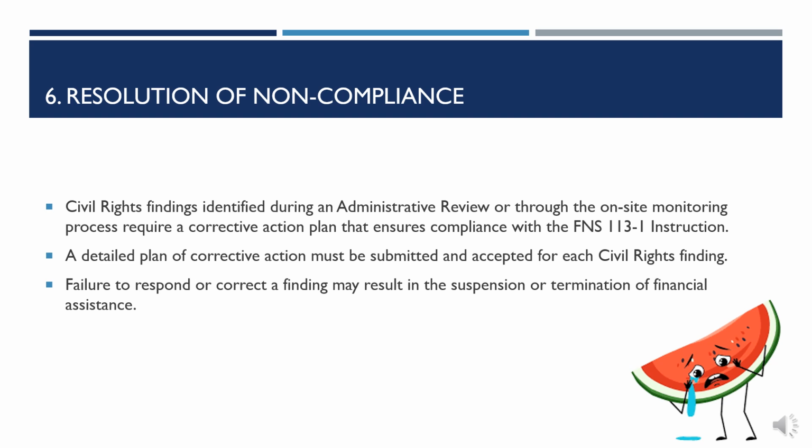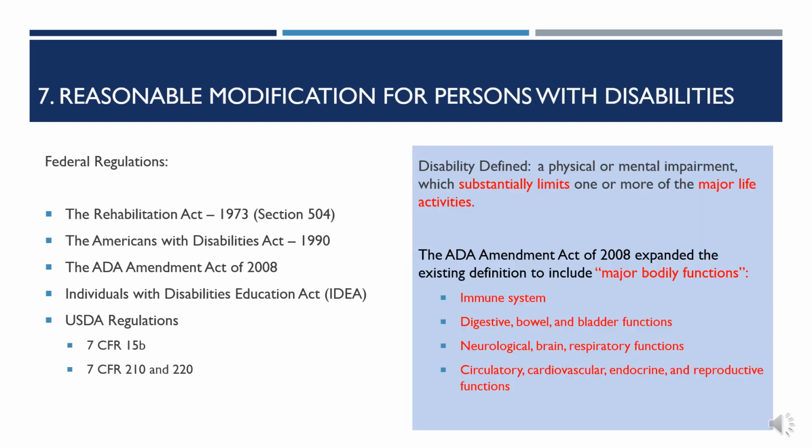You can use the Civil Rights Assessment Checklist from the previous slide, along with the monitoring forms, to check compliance. The seventh element of civil rights training is reasonable modification for persons with disabilities. The federal regulations listed are what we'll be referencing in these upcoming slides.